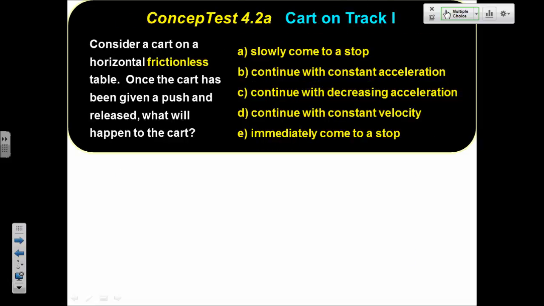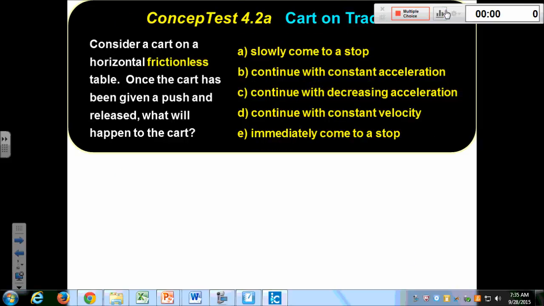All right, consider a horizontal frictionless table. Once a cart has been given a push and released, what will happen to the cart? I'll stop at 30 seconds. That's about everybody, isn't it?